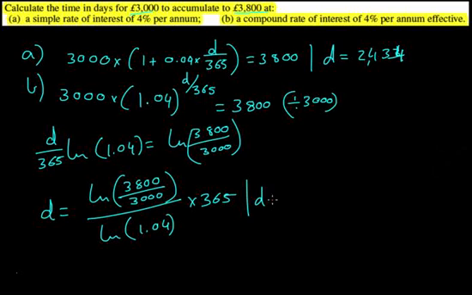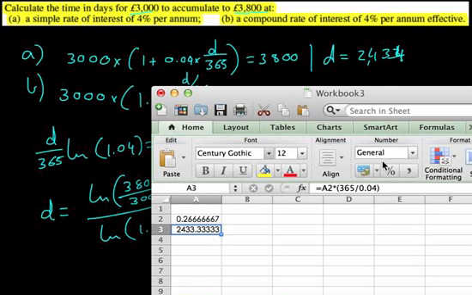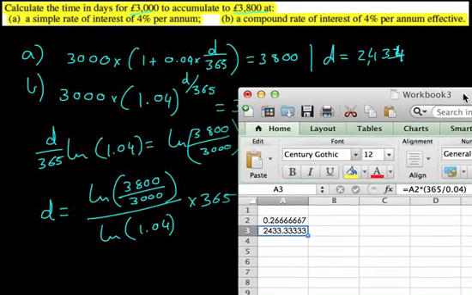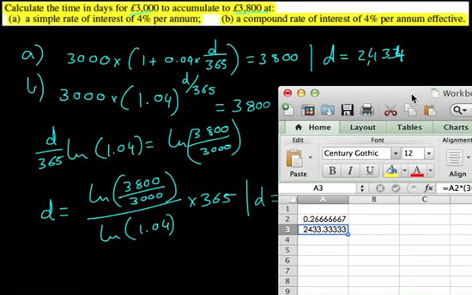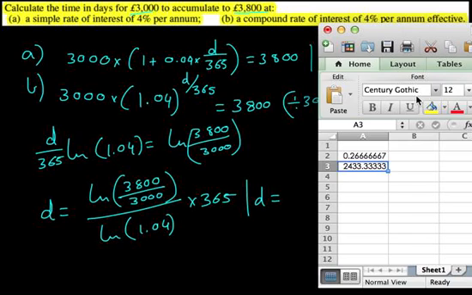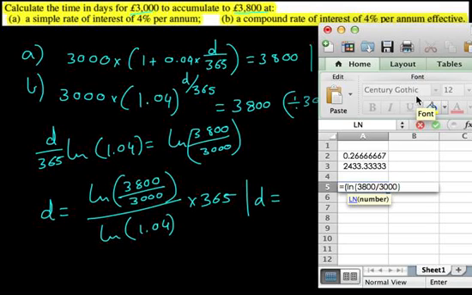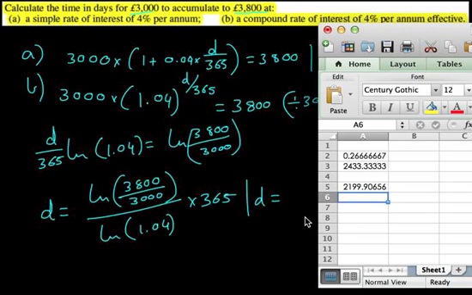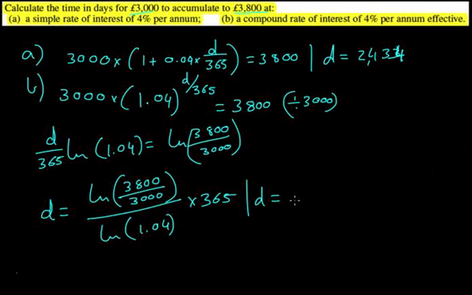So therefore D is going to be equal to some value, and it's interesting that they've left the interest rate the same, so I think I'm trying to prove something here. Let's have a quick look and see what we get. So we get log of 3,800 divided by 3,000, divided by log of 1 plus the interest rate, and then we'll times that by 365. That gives us 2,200 days, roughly.